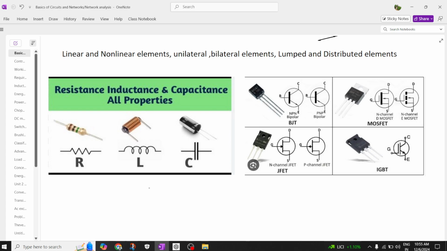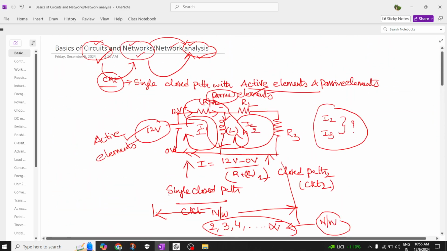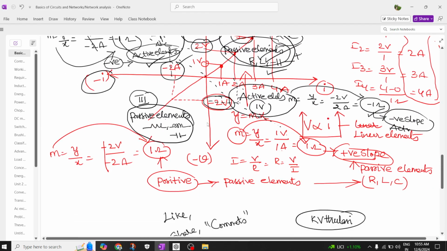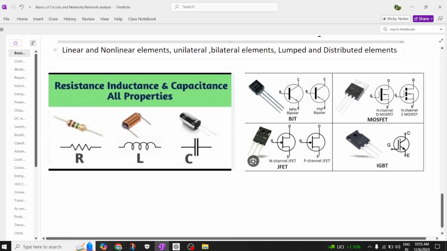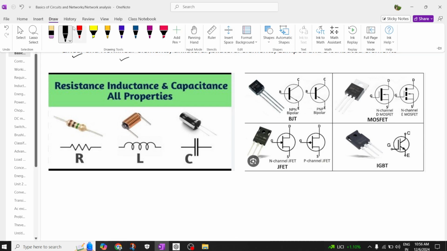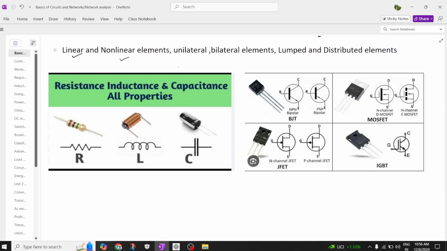Today, in the first session, we discussed the basics of electrical circuits, what is meant by a network, what is meant by network analysis, and we discussed what active elements and passive elements are. The second session continues with linear elements. What elements are called linear elements and what elements are called non-linear elements? We are also going to discuss what unilateral elements and bilateral elements are, and what lumped elements and distributed elements are. With this session, you will get clarity on these 6 types of elements.